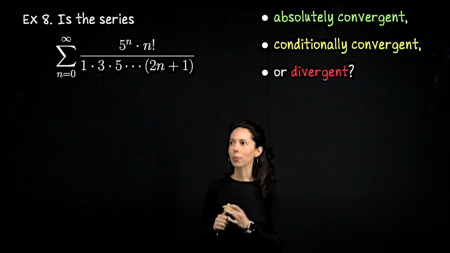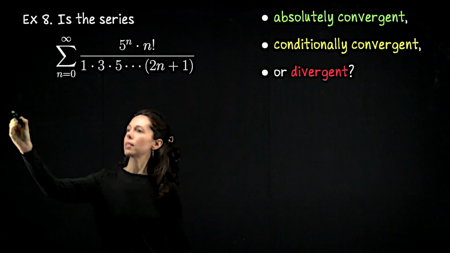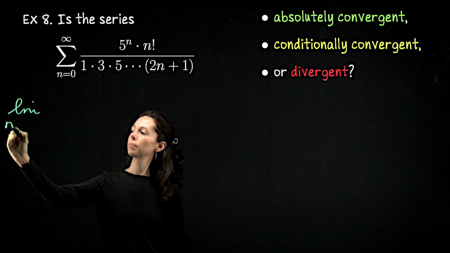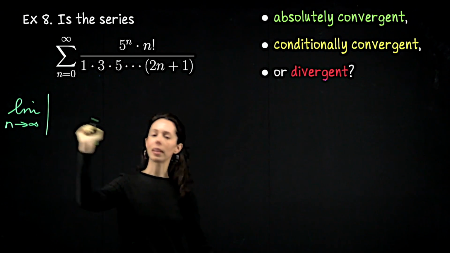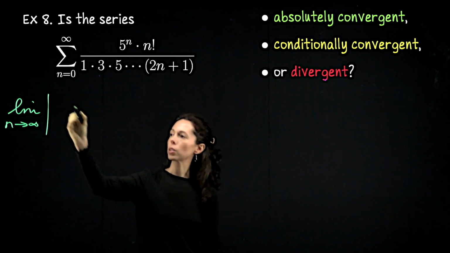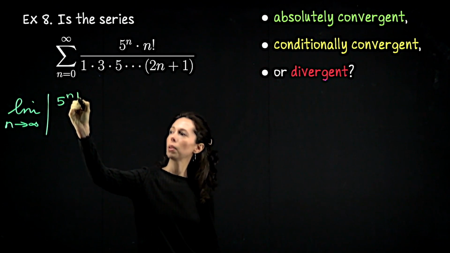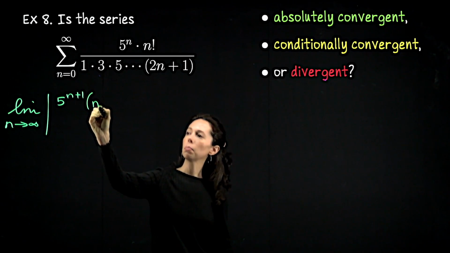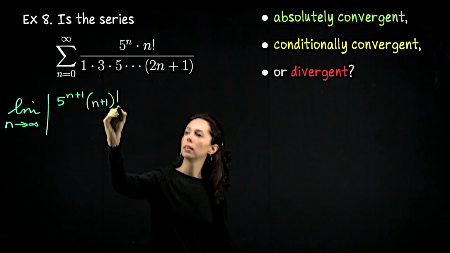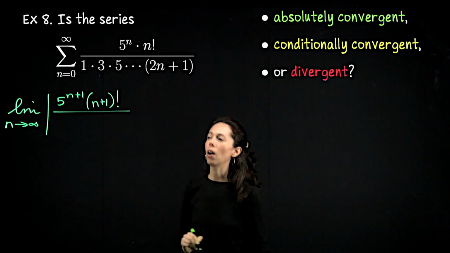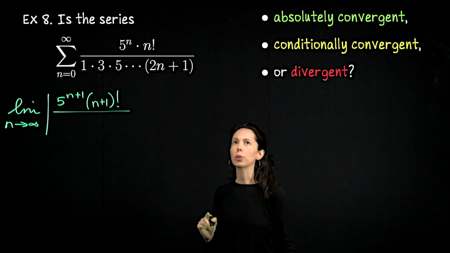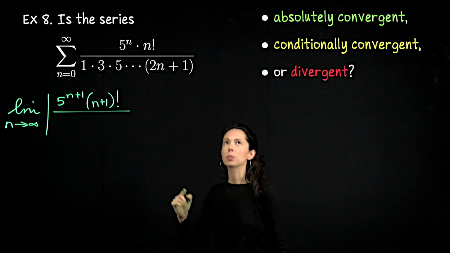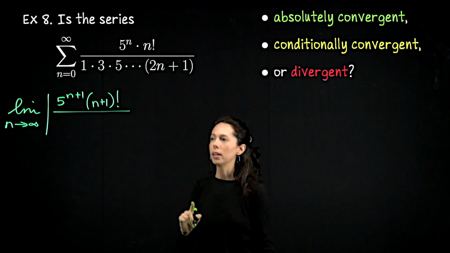So let's set this up with the ratio test. We will say that this is the limit as n goes to infinity of the a sub n plus 1 term. That's going to look like 5 to the n plus 1 times n plus 1 factorial divided by all of the odd numbers up to 2 times n plus 1 plus 1. You have to be careful there to distribute the 2.